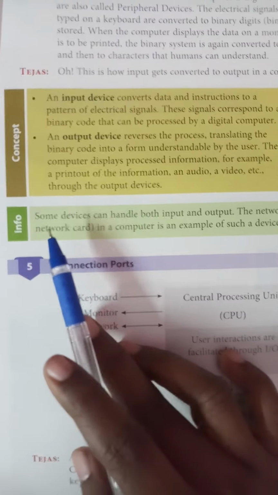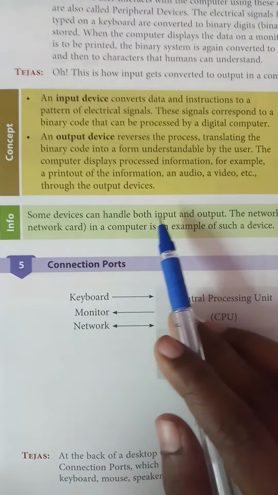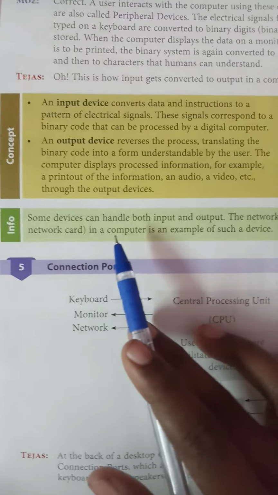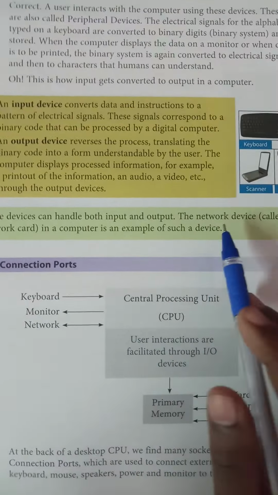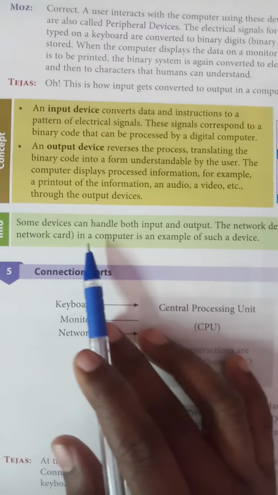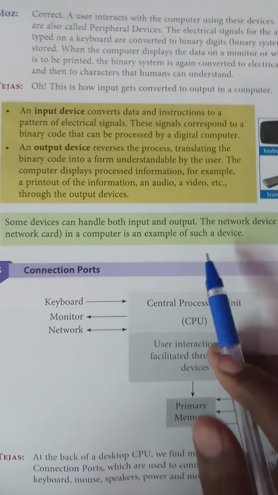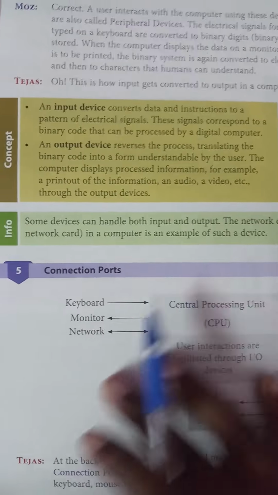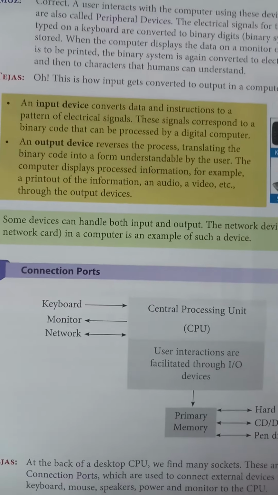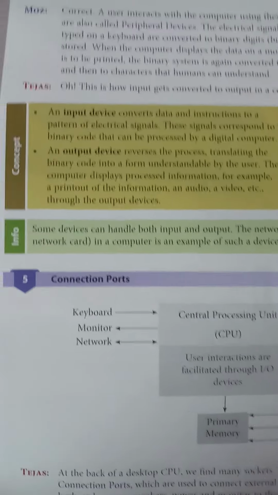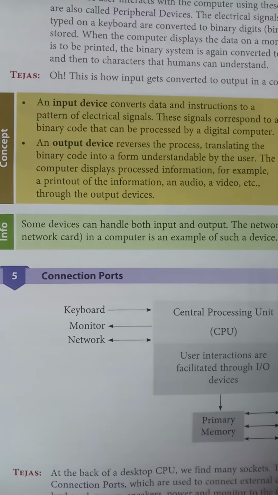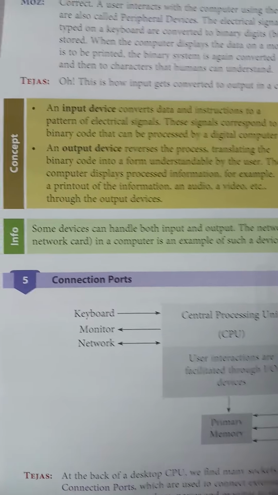Some devices can handle both input and output. The network device called a network card in a computer is an example of such a device. The network card can handle both input and output. The network card is in your computer only.